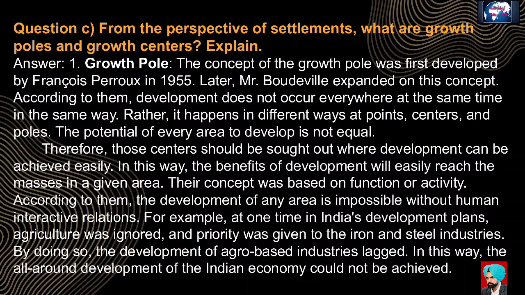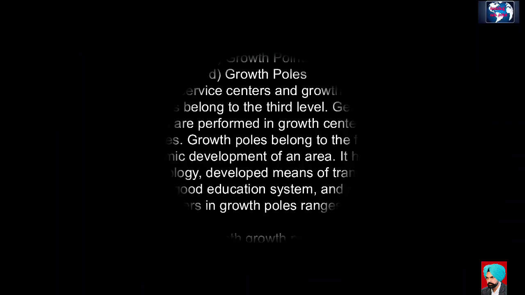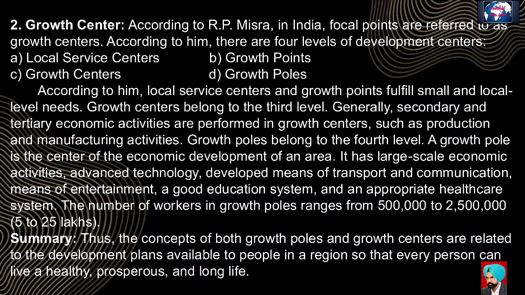For example, at one time in India's development plans, agriculture was ignored and priority was given to the iron and steel industries. By doing so, the development of agro-based industries lagged. In this way, the all-around development of the Indian economy could not be achieved. 2. Growth Center. According to R.P. Misra, in India, focal points are referred to as growth centers.